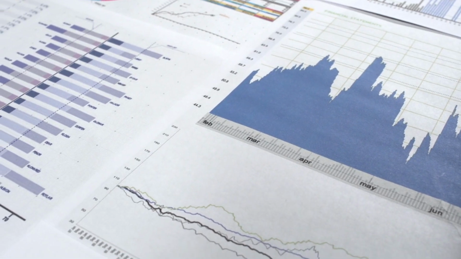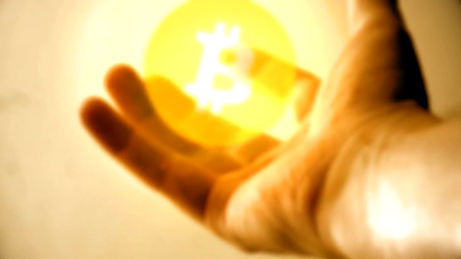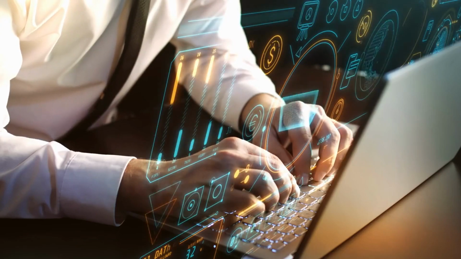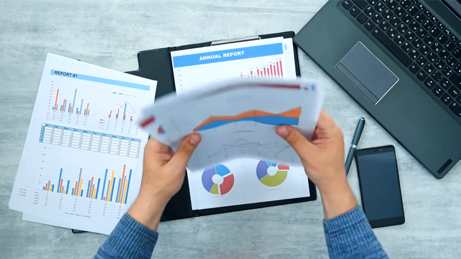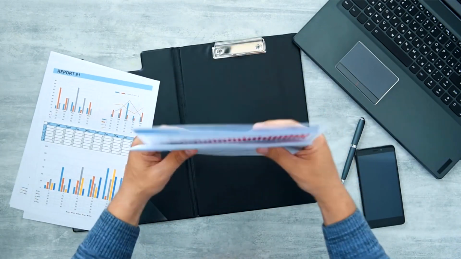Set a virtual budget. Decide on the amount of virtual money you want to start with. This amount should represent what you would realistically invest if you were trading with real money. Create a trading plan. Develop a trading plan with specific goals, risk tolerance, and strategies. This will help you stay focused and disciplined during your paper trading experience.